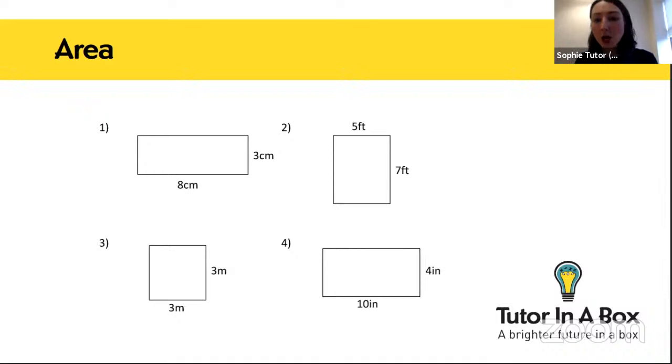Here, there are no squares. So what are we going to do? We can't count up the squares because there are no squares. So we have to times it. So we're going to do the length times the height. Okay, so have a go at doing these for me.